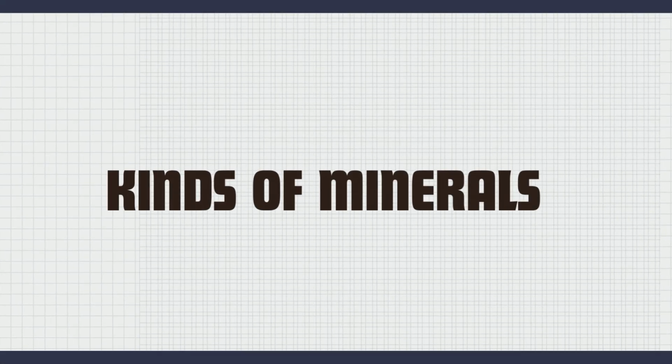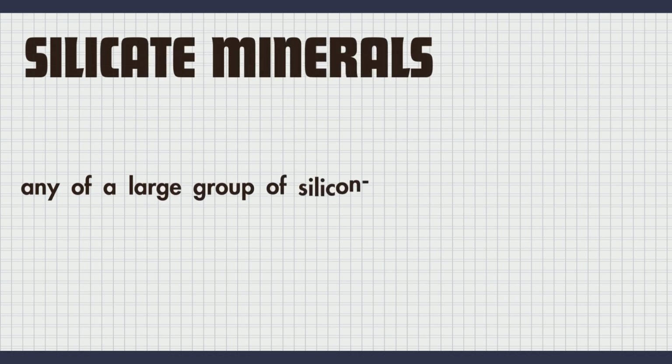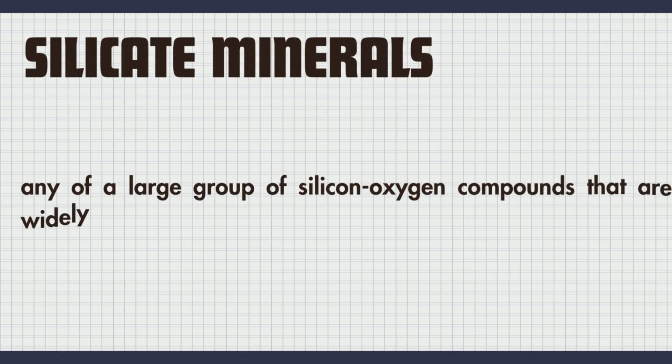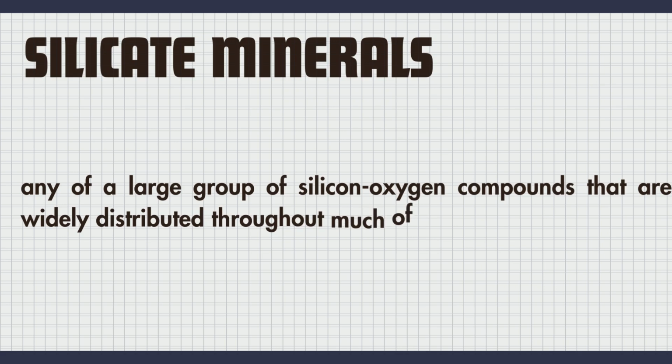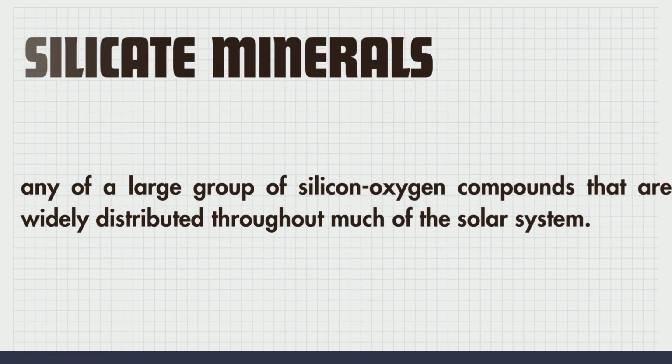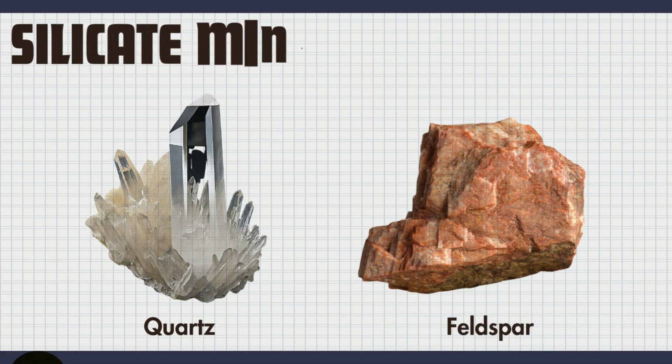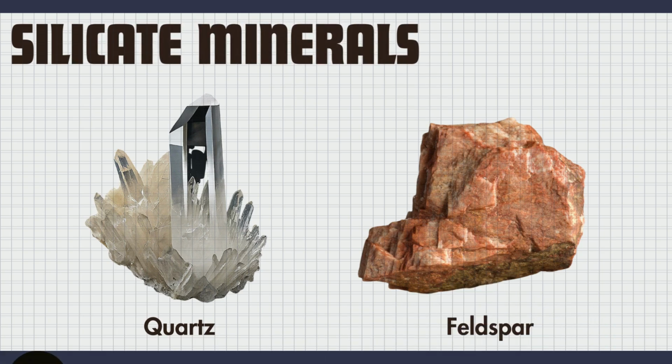Kinds of minerals. Silicate minerals are a kind of mineral that contains a combination of silicon, Si, and oxygen, O. Silicate minerals are often combined with other elements, and they make up most of the Earth's crust. Examples of silicate minerals are quartz and feldspar.